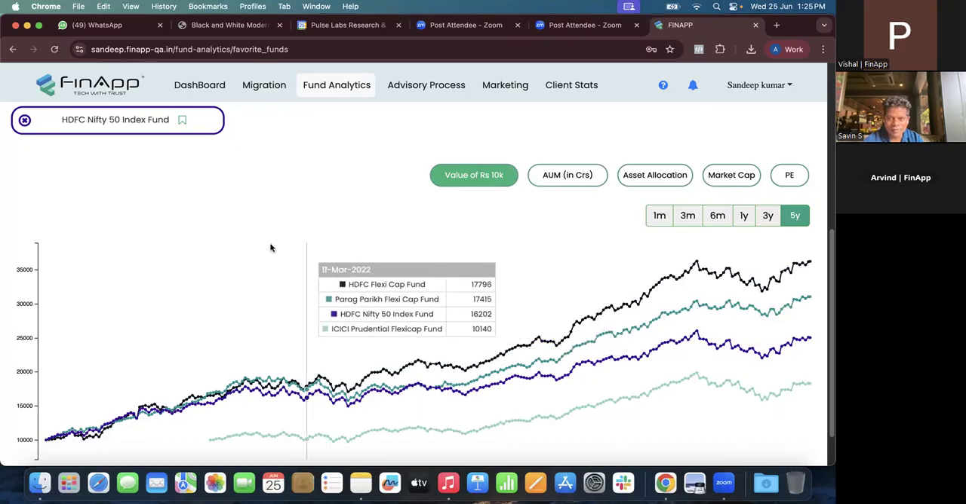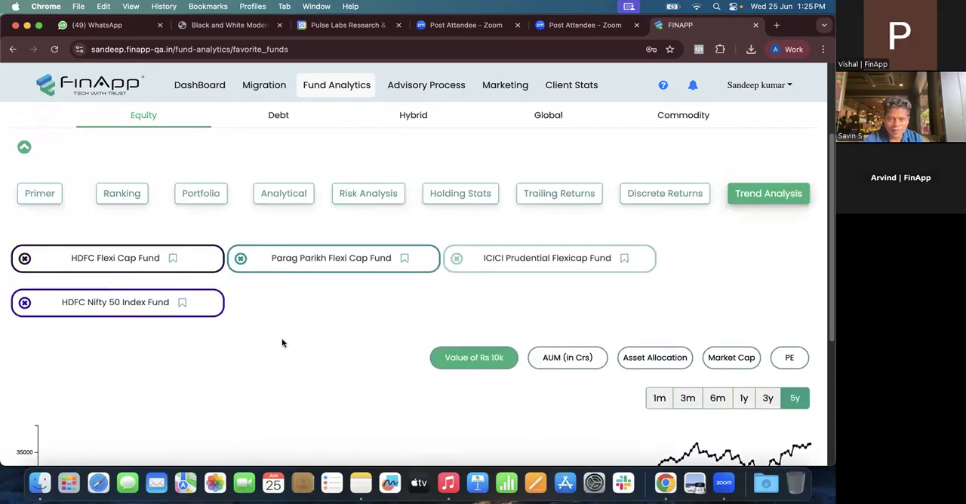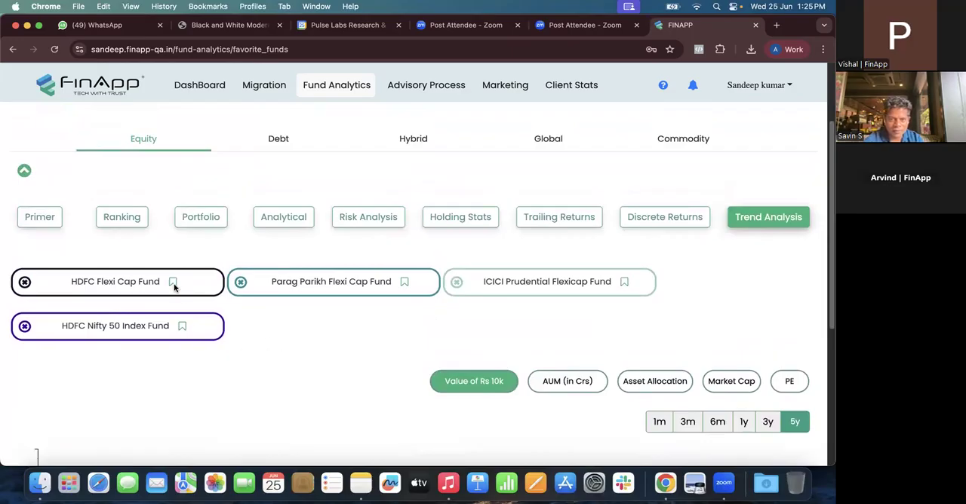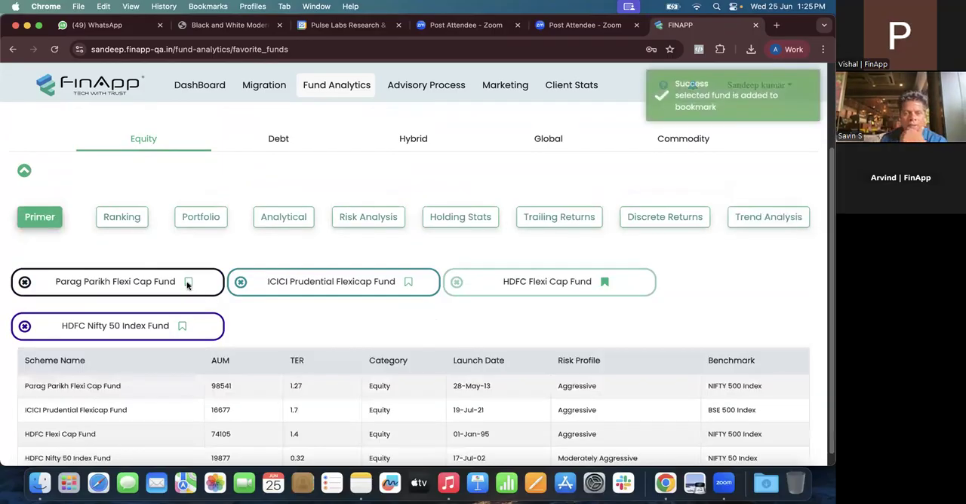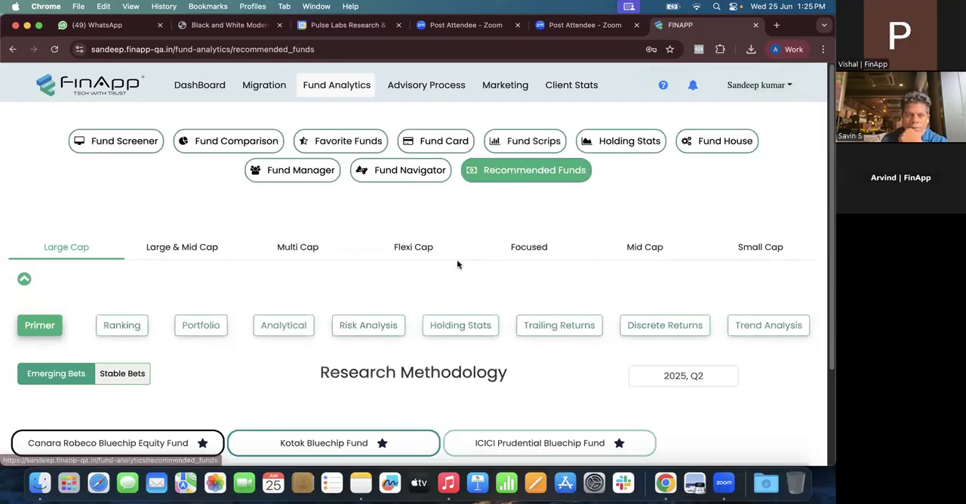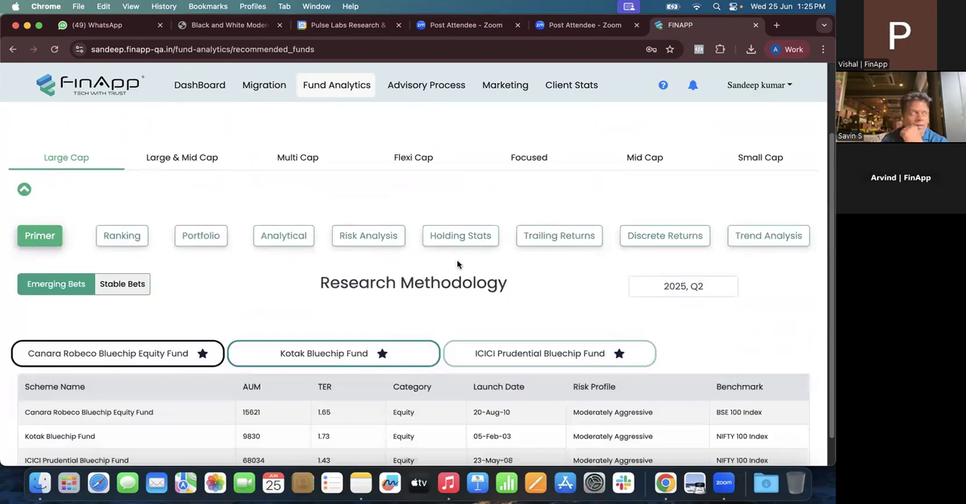Cap, that's a different story now. Once you identify a fund, if you want to take it to your recommended fund, you can click here, this green, turn it into green, and it is taken into your recommended fund. Now what are recommended funds?